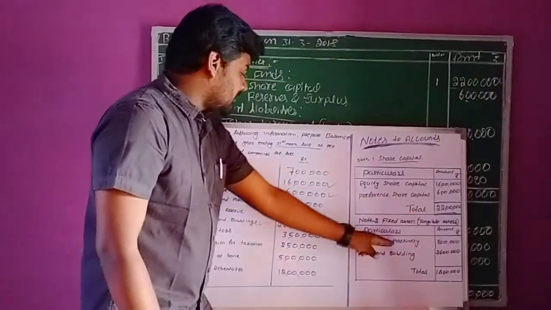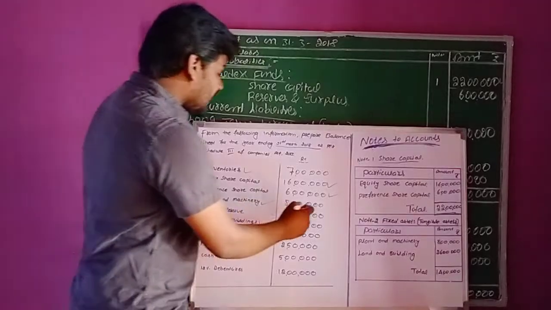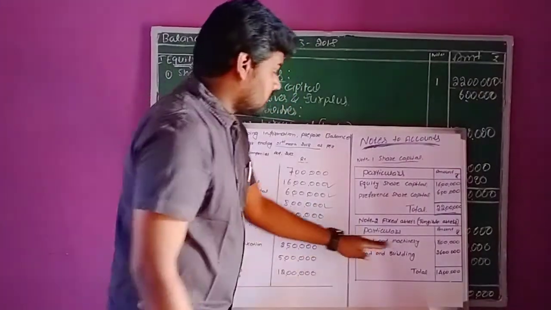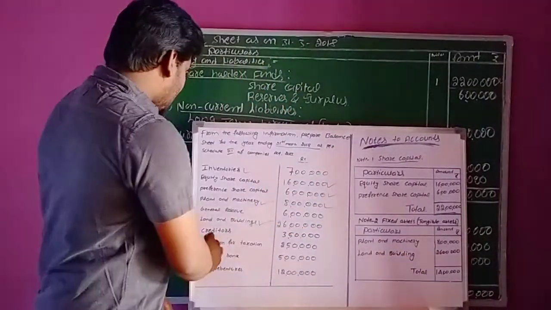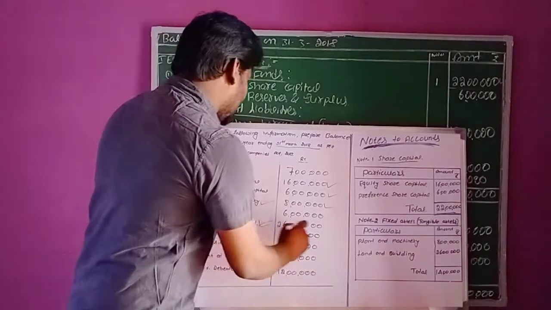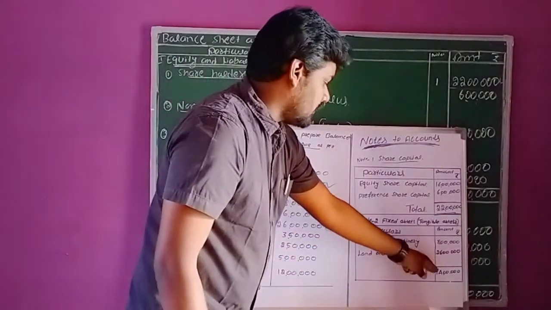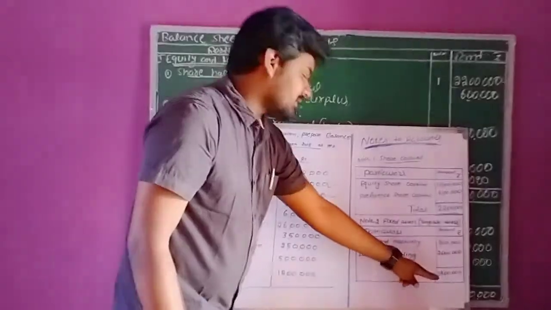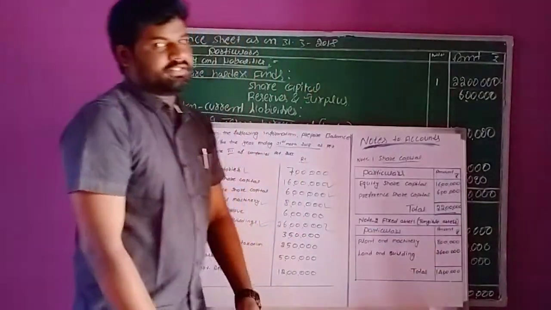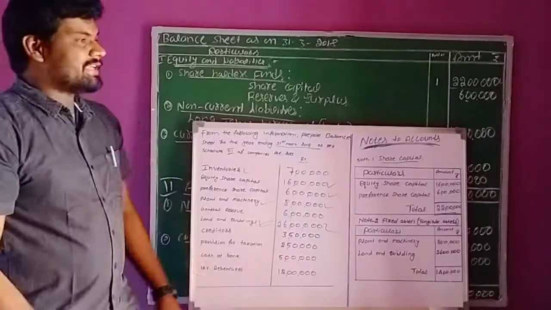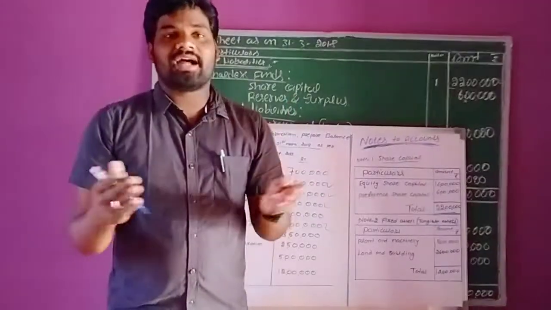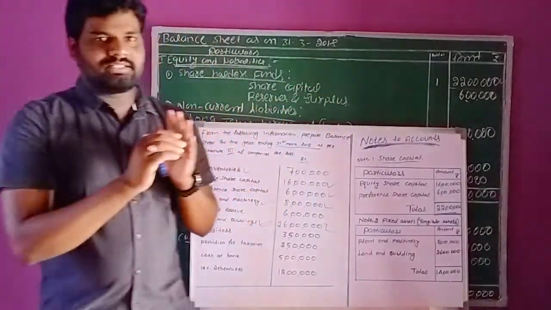The first one, plant and machinery. The value of plant and machinery is 8 lakhs rupees. The next one, land and building. Land and building 26 lakhs rupees. The total value of tangible assets is 34 lakhs rupees. Right? So these 34 lakhs rupees we can call tangible assets under the fixed assets.